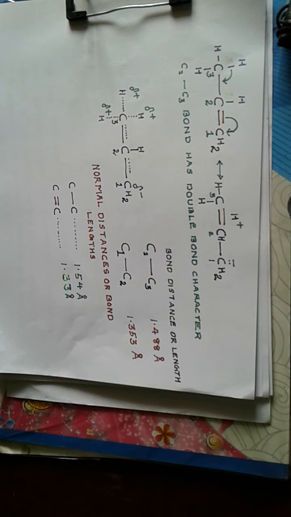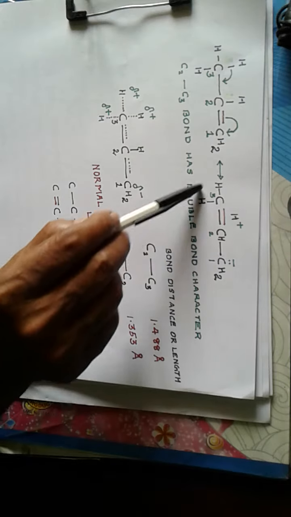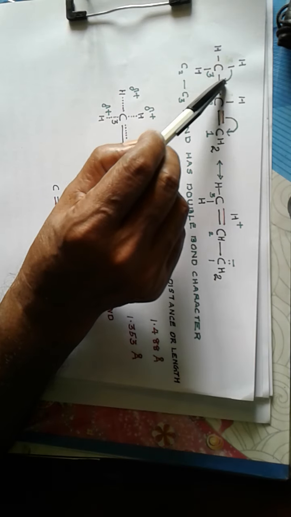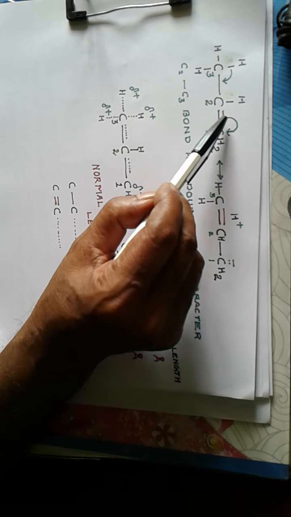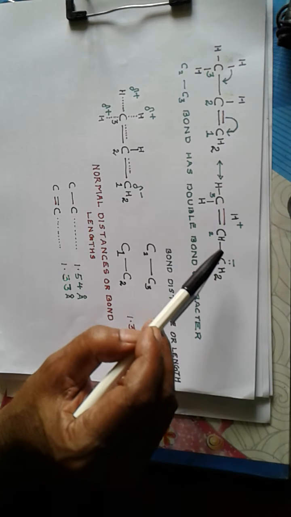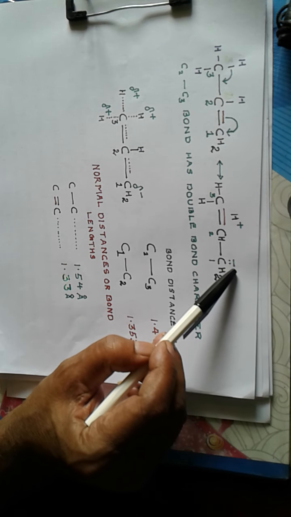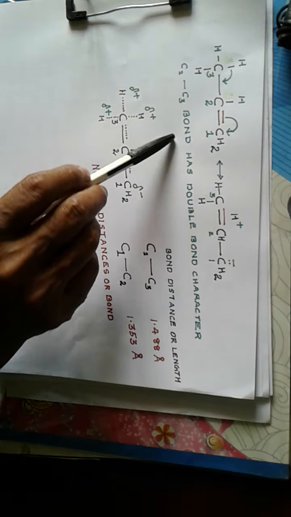Now hyperconjugation can result in such structures. The C-H bond is shifting in this direction, the pi bond is shifting over to carbon, carbon gains a lone pair of electrons and a negative charge, and H remains as H positive in close contact with the pi electron system, and the net result is that the C2 to C3 bond acquires double bond character.